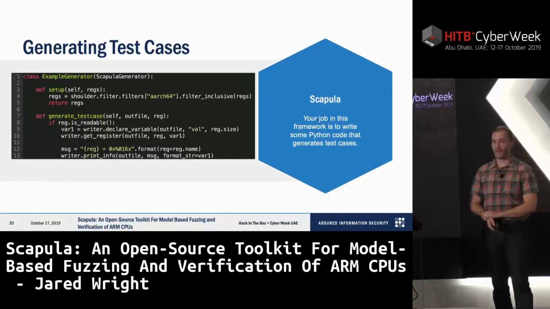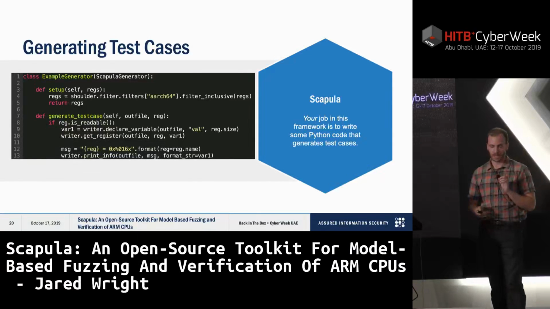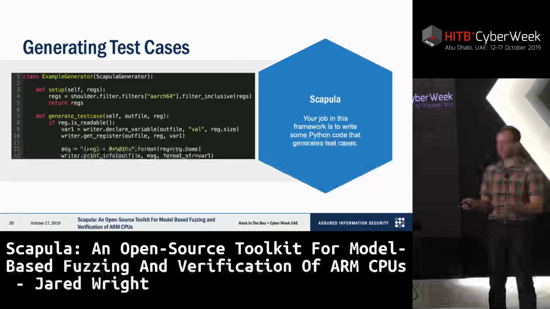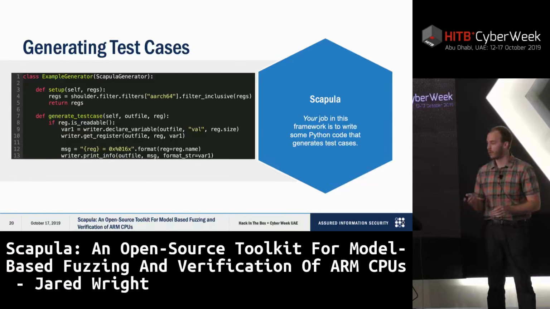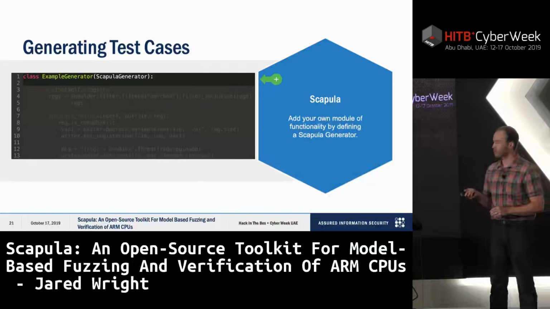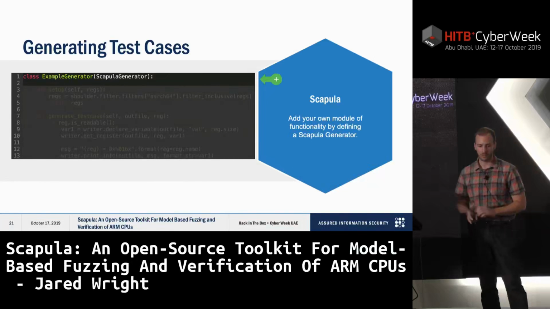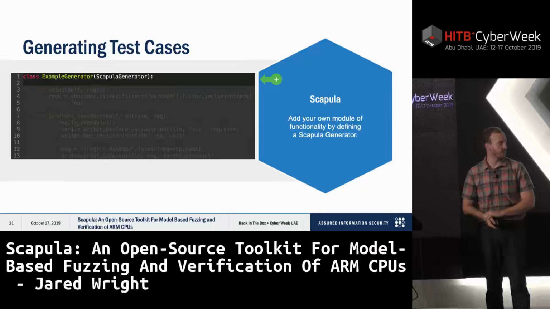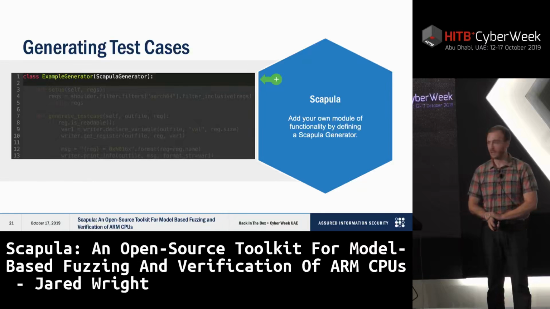So first, the Python part of Scapula. Your job in this framework is to write the Python code that generates some test cases. I'll show you line by line, or little section by section, how this works. All you do to plug into this framework is declare a Python class that extends the Scapula generator class, and that plugs you in.